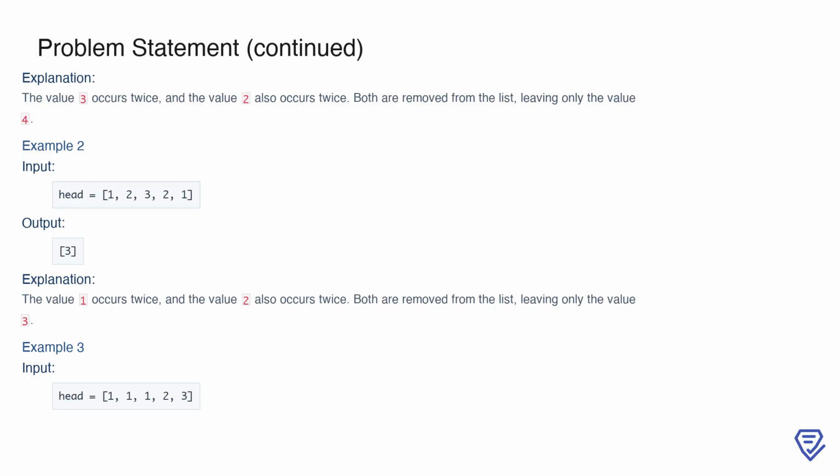Another example is when the input list is 1, 1, 1, 2, 3. Here, the value 1 appears 3 times. Since all occurrences of duplicates must be removed, the value 1 is eliminated completely. This leaves the values 2 and 3, which are distinct, resulting in the output 2, 3.